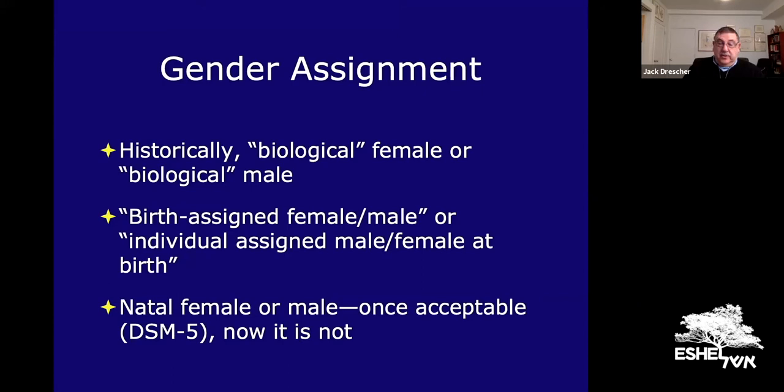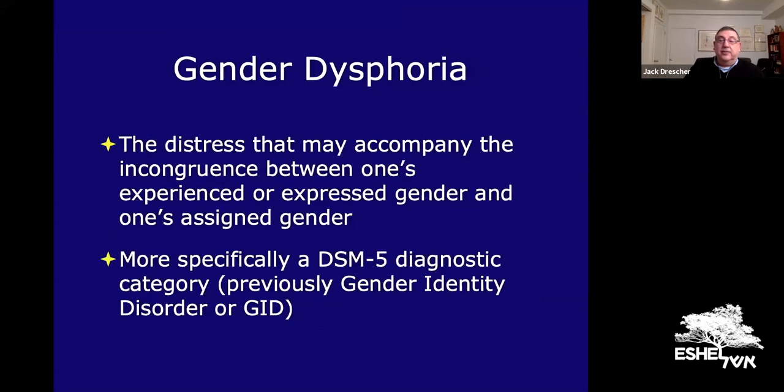There was a term, which is still out there and which we use in DSM-5, called natal female or male. Apparently now it is no longer acceptable. This is an ongoing issue within this community, where language is changing all the time, and it's really difficult to keep up. So don't feel bad if you can't keep up, because I don't always keep up.